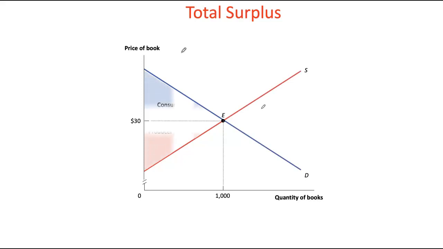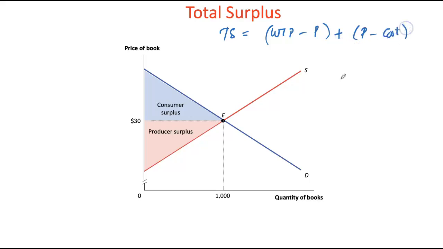On our diagram, it's this big triangle, a combination of both the blue and the pink triangle. Total surplus is all of this area, consumer surplus plus producer surplus. These are the gains from trade that we see happening in this market because of exchange between buyers and sellers. Total surplus is the summation of these two, so I can write this as willingness to pay minus price, which was your consumer surplus, and the difference between your price and cost, which is your producer surplus.